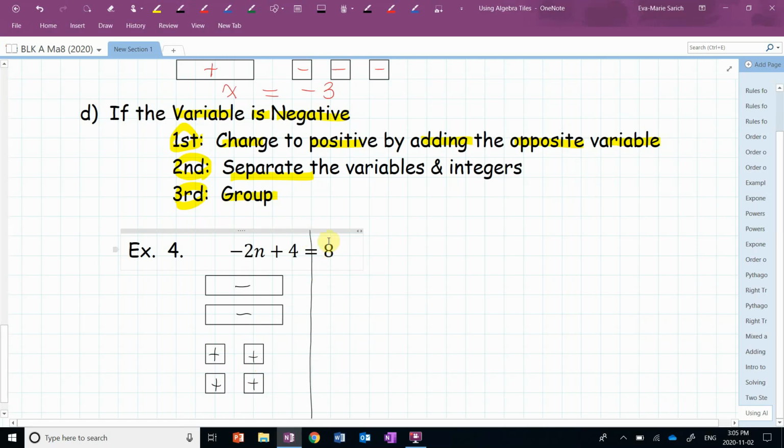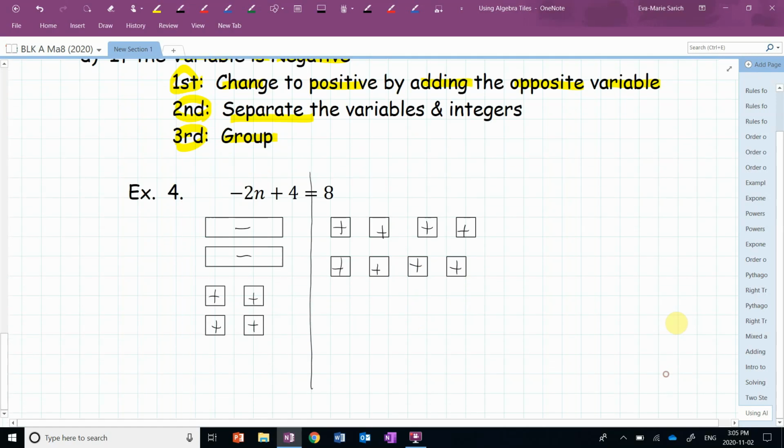Okay, on the right-hand side, I've got 8 positive integers, so I'm going to put 8 squares. And again, they're positive, so once I've got these down, I'm going to put plus signs in them. Okay, so 1, 2, 3, 4, 5, 6, 7, 8 positives.